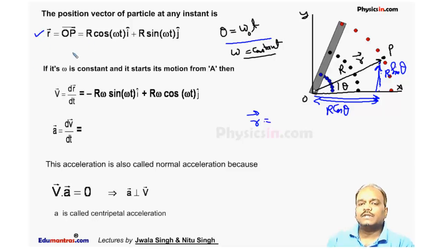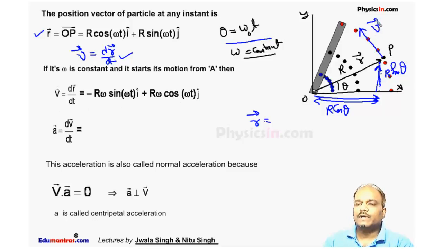Now if we differentiate this, we know the instantaneous velocity is given by dr by dt. So dr by dt is the rate of change of position vector, and that is equal to, differentiation of cos omega t is minus sin omega t into omega, so it is minus r omega sin omega t i cap, and differentiation of sin omega t is cos omega t into omega, so it is r omega cos omega t j cap. This is the instantaneous velocity of the particle, which means the particle is moving in this direction. This is the velocity of the particle at this instant, at this time t.